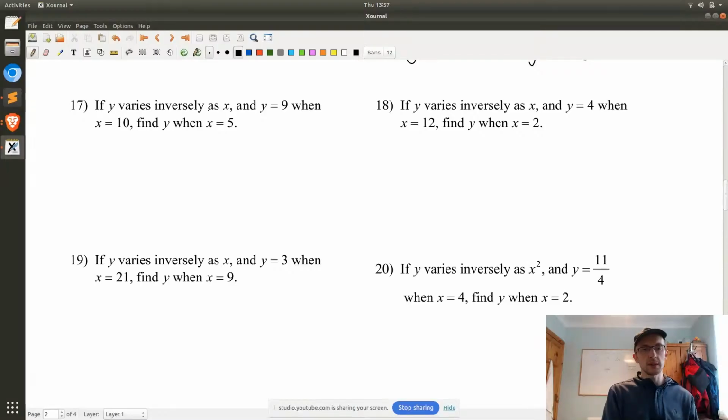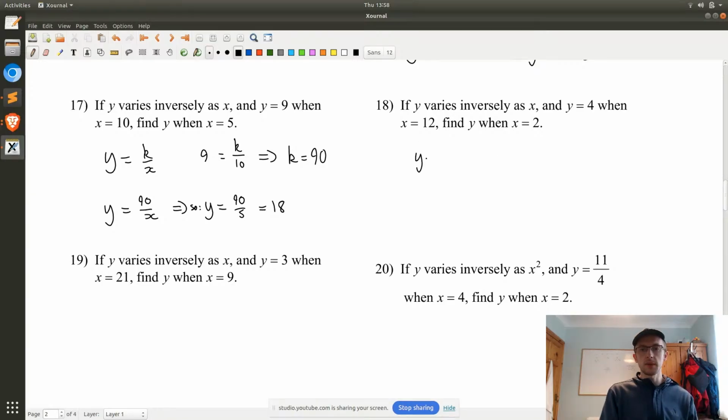If y varies inversely as x, so y equals k over x, and y equals 9 when x equals 10, so 9 equals k over 10. Find y when x is equal to 5. So this here implies that k is equal to 90. And we need to find y when x is equal to 5. So y equals 90 over x. And put in there now 5. So y equals 90 over 5, which is 18.